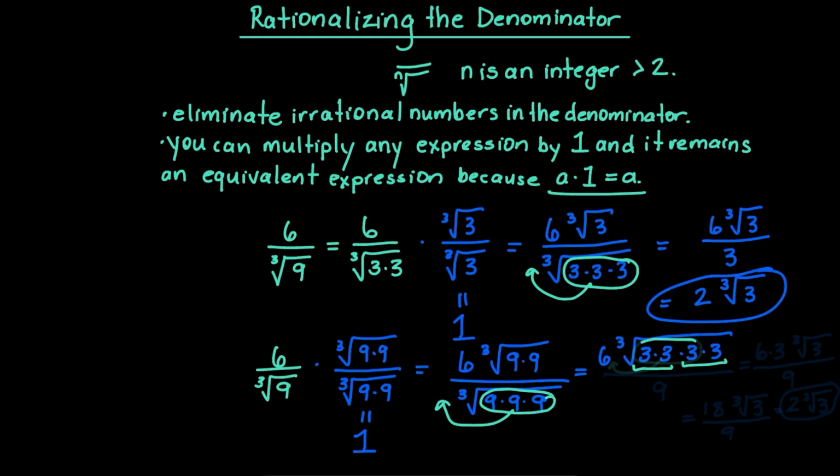Now I have a triplet of 3's that will come out as a single 3. And in my denominator, I now have 9. So now I have 6 times 3 times the cube root of 3 all over 9, which is equivalent to 18 cube root of 3 all over 9, which is equivalent to 2 cube root of 3. So we still arrive at the same answer, but it took a lot more steps.